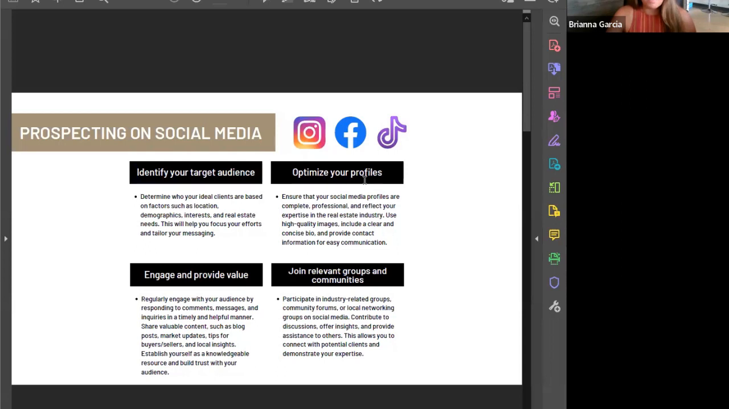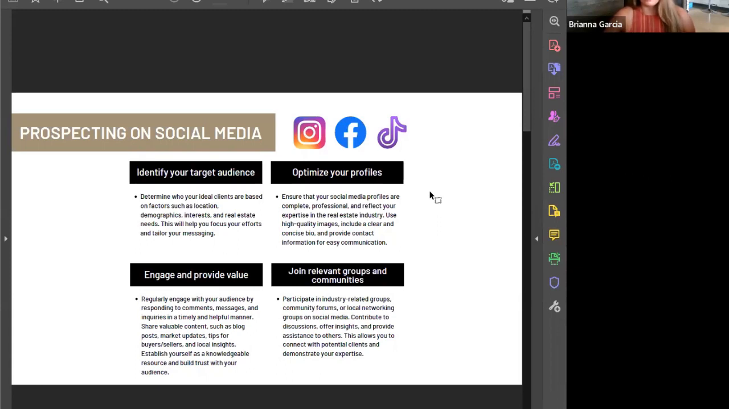Another thing is to optimize your profiles. This is very important when starting out on social media. I cannot emphasize it enough: ensure that your social media profiles are complete, they're professional, and they reflect your expertise in the real estate industry. This may mean using high quality images, including a clear and concise bio, and providing contact information for easy communication.